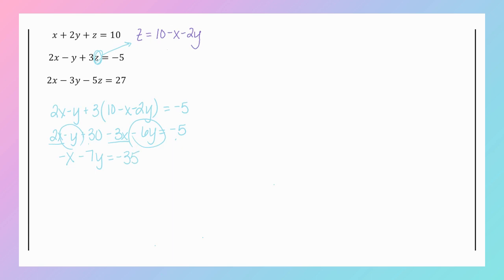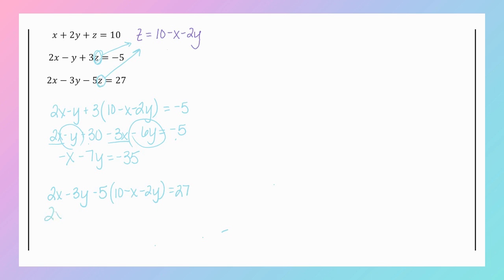I'm going to come back to this equation, but for right now, it's as simplified as it can get. I'm going to go back to my original, and I'm going to substitute the z in the third equation for what it's equal to. So I'm doing the same thing again, but now with the third equation. I'm going to replace the z with the 10 minus x minus 2y, and I'm going to simplify again. Notice I'm not solving, I am simplifying.